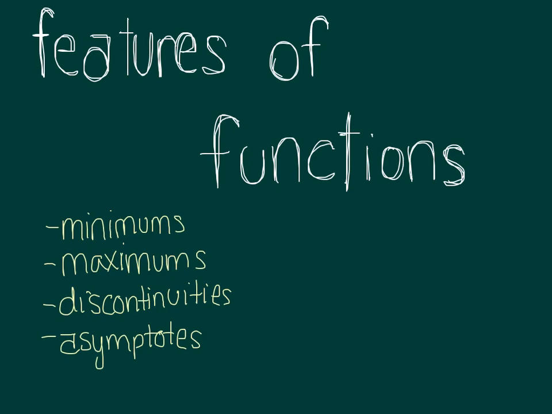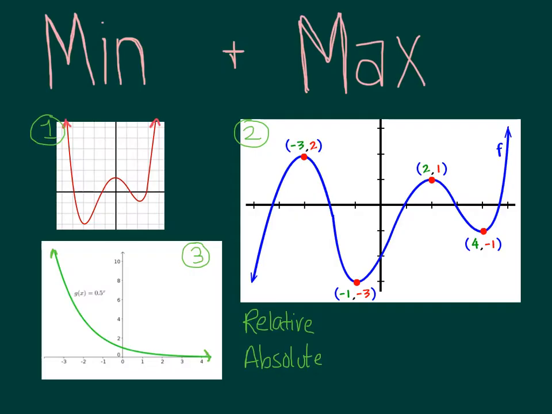This video is going to discuss several features of functions, including minimums, maximums, discontinuities, and asymptotes. First, let's talk about minimums and maximums. Minimums are lowest points on the graph, while maximums are high points on the graph. Both minimums and maximums can be labeled as relative mins or maxes, or absolute mins or maxes.